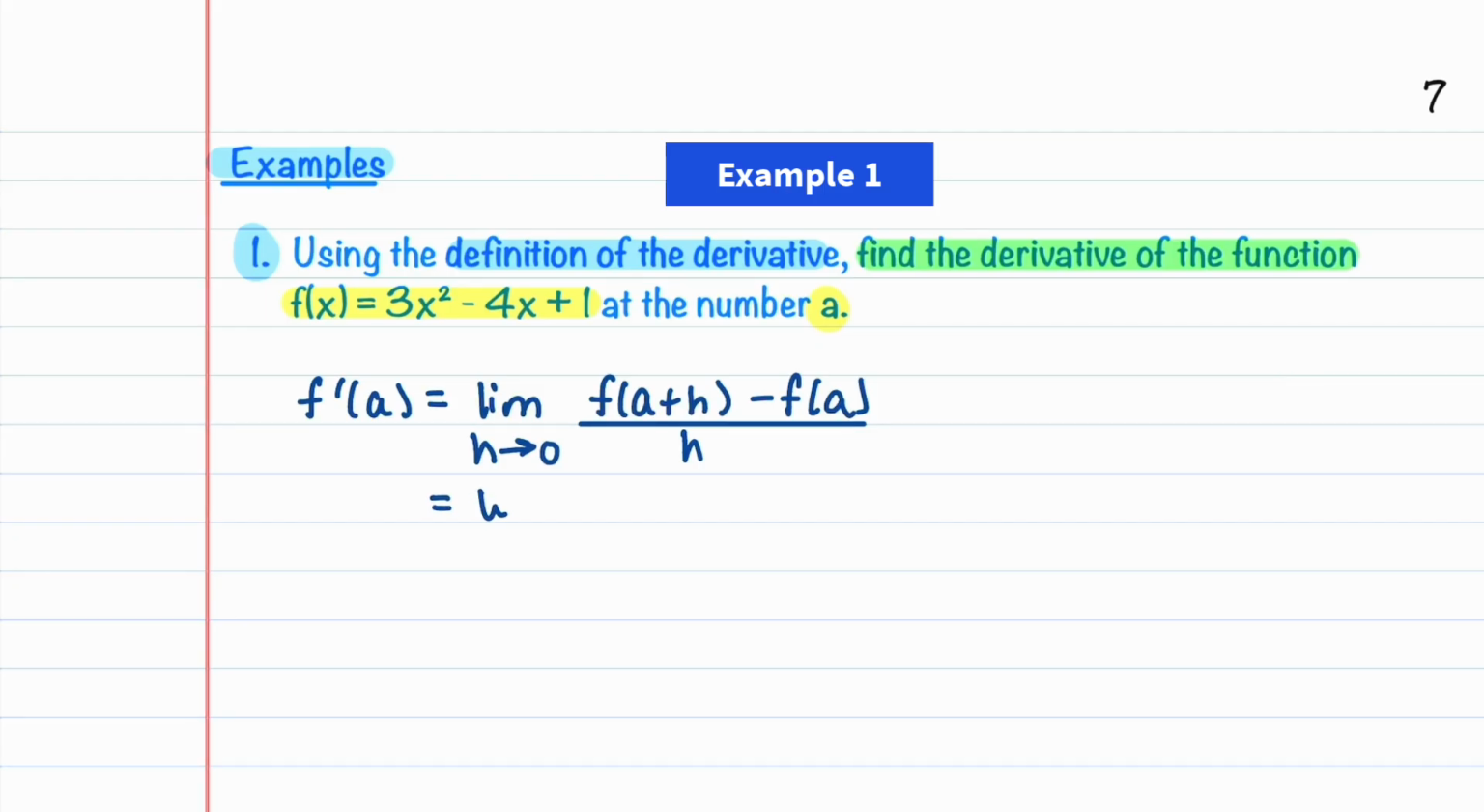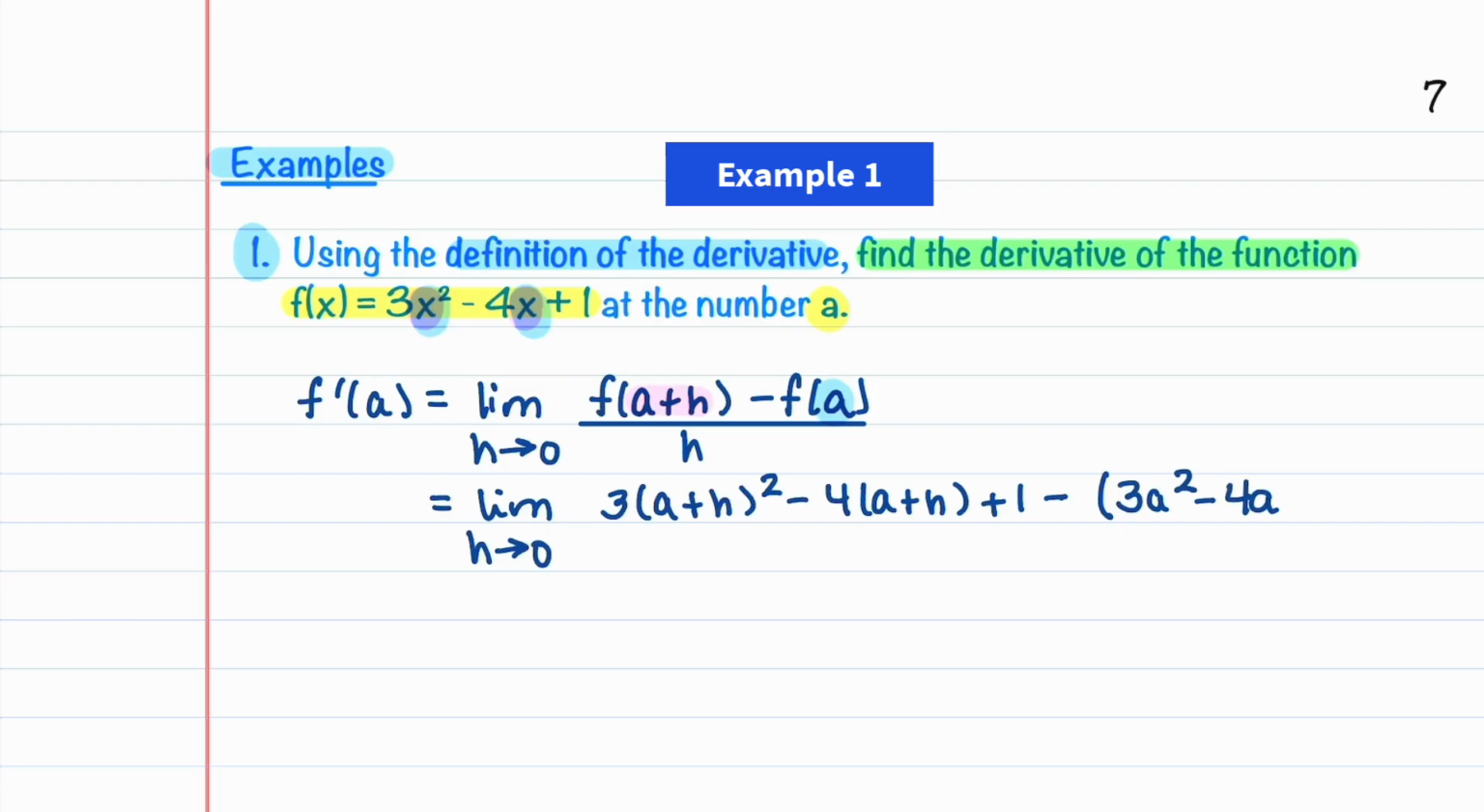Now we're going to substitute in. Wherever we have an x, we're going to plug in a plus h. This is 3(a plus h) squared minus 4(a plus h) plus 1 minus our function f of a, and wherever we have an x, we're going to plug in a. So this is 3a squared minus 4a plus 1. And we divide all of this by h.